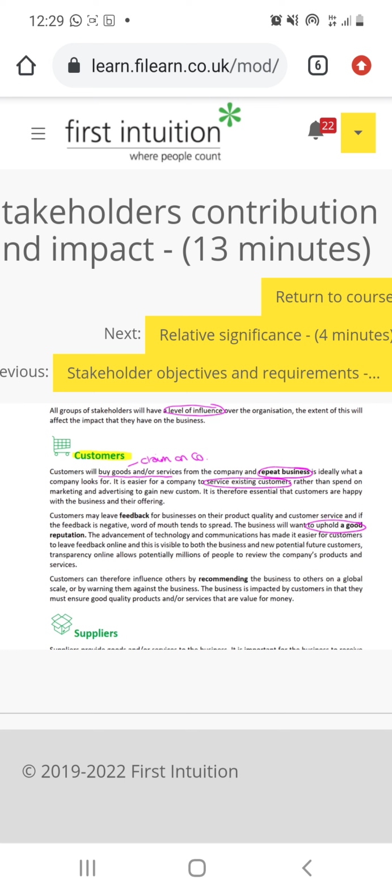Customers can therefore influence others by recommending the business, and this can be on a global scale, or they can warn them against the business. The business is impacted by customers in that they must ensure good quality products and services and value for money. Customers therefore have the potential to be key stakeholders and have a big impact on the business.